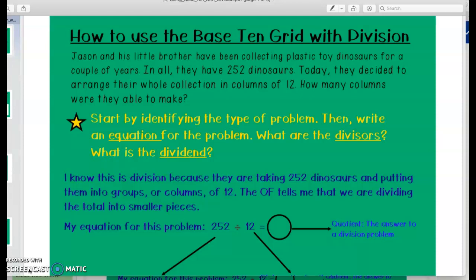So I want to look at that question. And I want to start by identifying the type of problem. Then I'm going to write an equation for the problem. And when I do that, I want to think about what are the divisors and what is the dividend. So let's take a look.